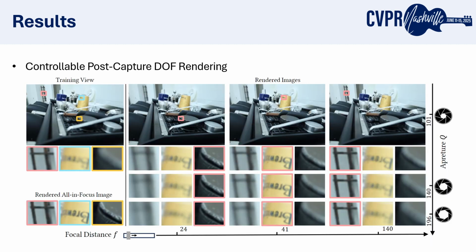Now we demonstrate controllable depth of field rendering from the reconstructed scene. As aperture increases, blur in out-of-focus regions becomes stronger, and changing the focal plane controls which region stays sharp.